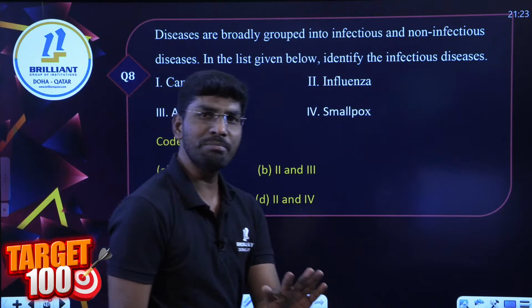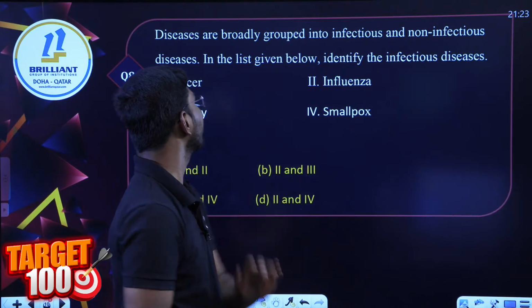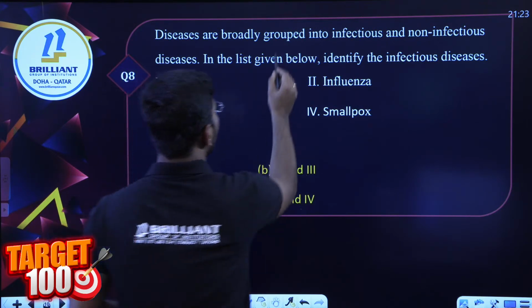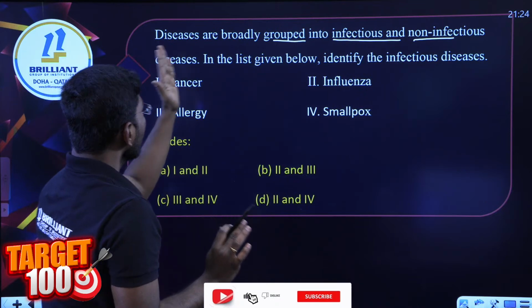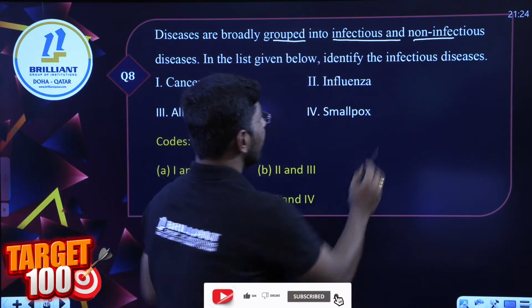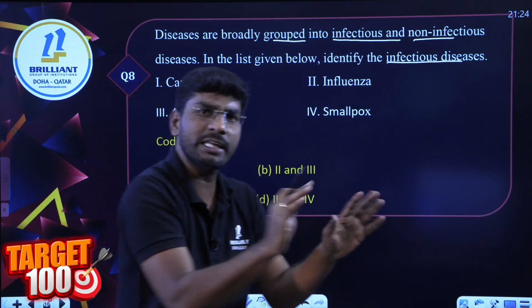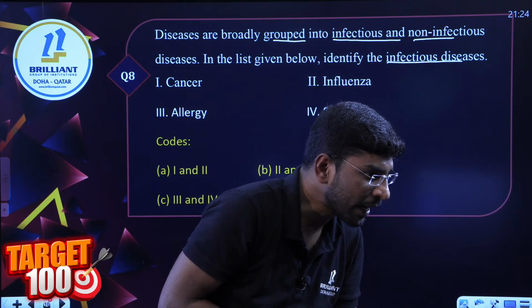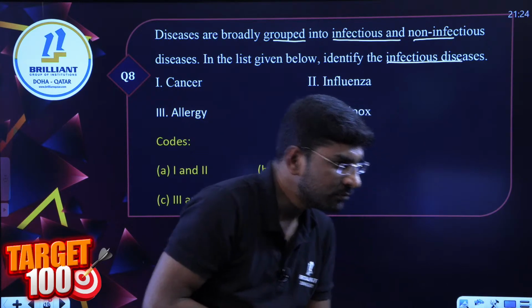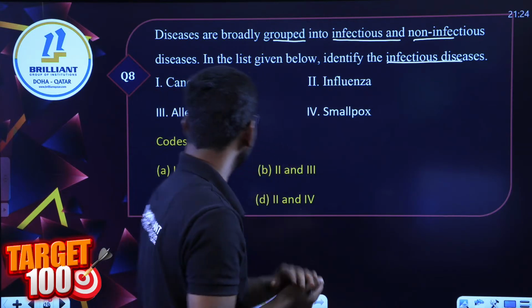Any one of you, simple question. I will be silent for a while. You have to answer me. Disease cause broadly grouped into infectious and non-infectious. In the list given below, identify the infectious diseases. There are two type of category, but they are asking only infectious. I will be silent. Any one of you? Done. Very good. Absolutely correct. Look at here.